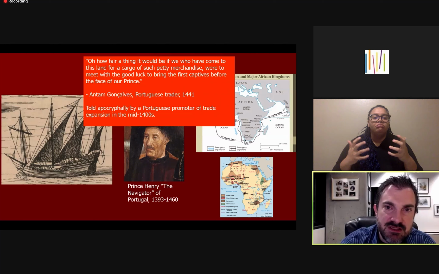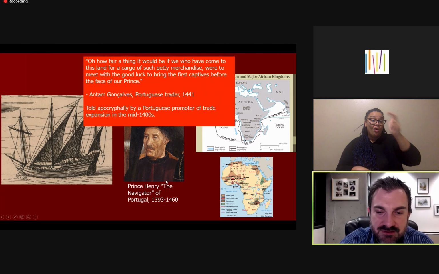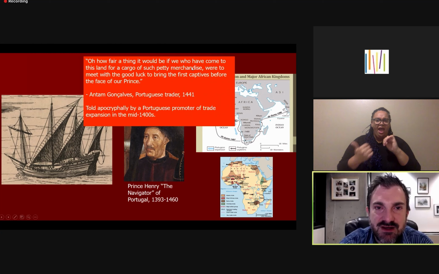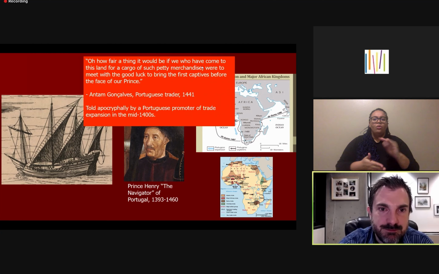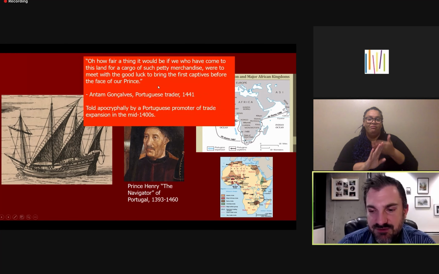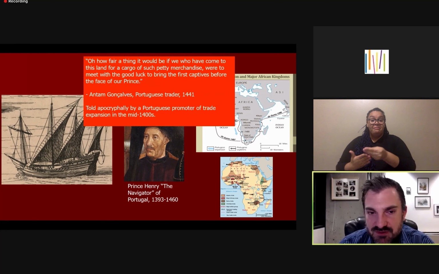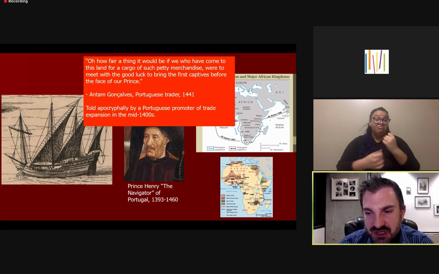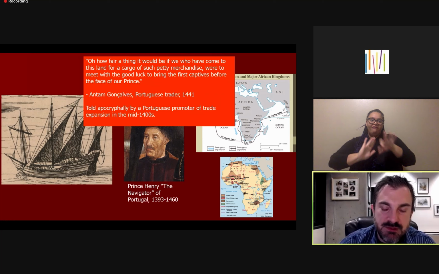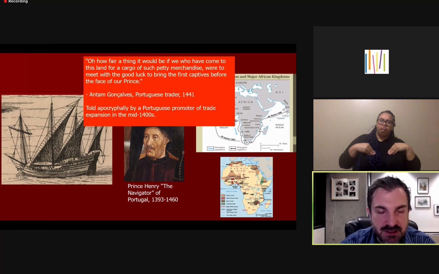And this quote shows, one of the earliest traders that Henry the Navigator sponsored said, you know, how fair a thing it would be to come to this land for a cargo of such petty merchandise, were to meet with the good luck to bring the first captives before the face of our prince. And so what they were searching for were goods that they could buy low and sell high. And slaves were one of those goods. And they were proud of having found this market. And this was just one of the many things they thought that they could acquire from the various African kingdoms.